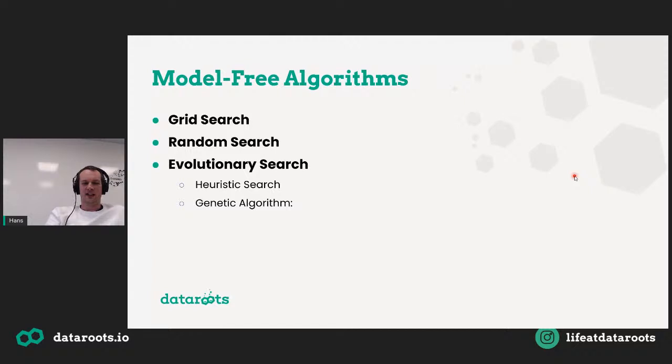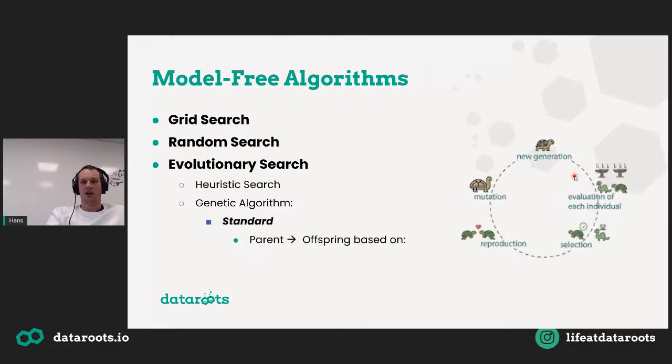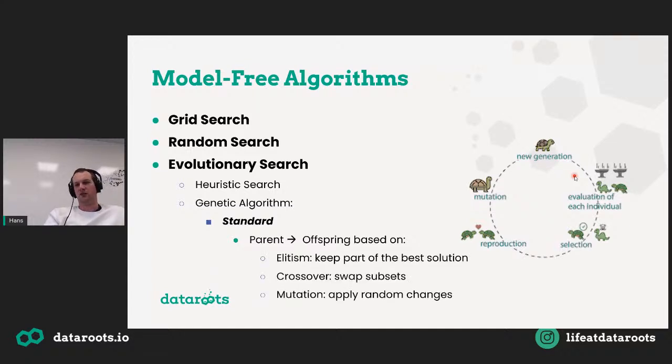Or you can use a genetic algorithm, which is basically from a more Darwinist perspective. You can go from parent to offspring. So you have a set of hyperparameters, and then you decide to combine them. So you go from parent to offspring, and your offspring is your new configuration to test based on three principles. Elitism, so you keep the best part of the best solution.